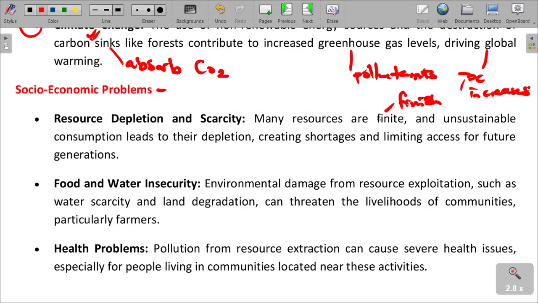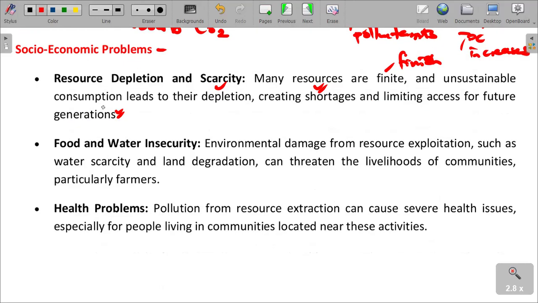They can finish. They are unsustainable, which leads to their depletion, creating shortages that we mean to talk about, and limiting access to future generations. That is the unsustainability that we are talking about. Generations to come might not have access to these resources as a result of their finishing, as a result of their overexploitation, which is a socio-economic problem.